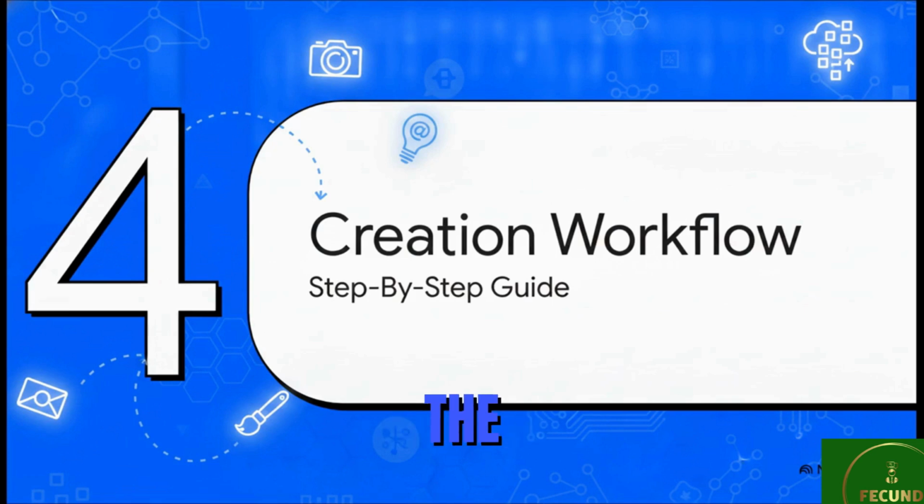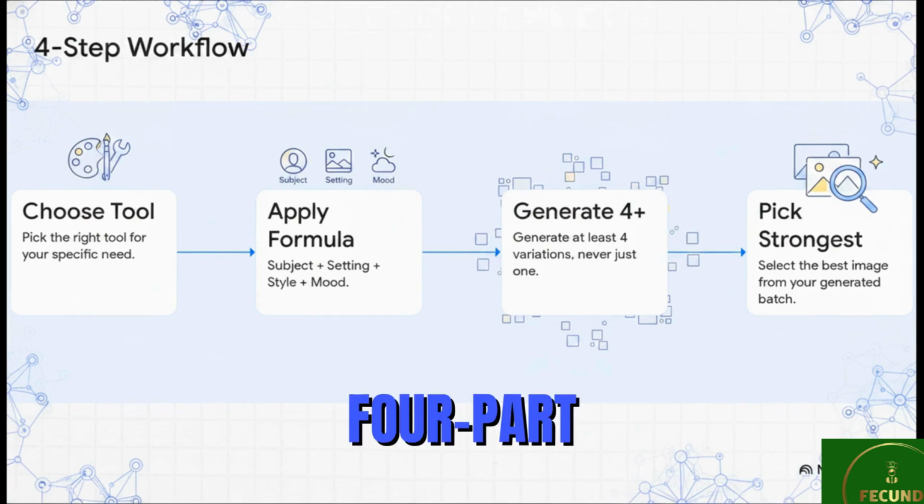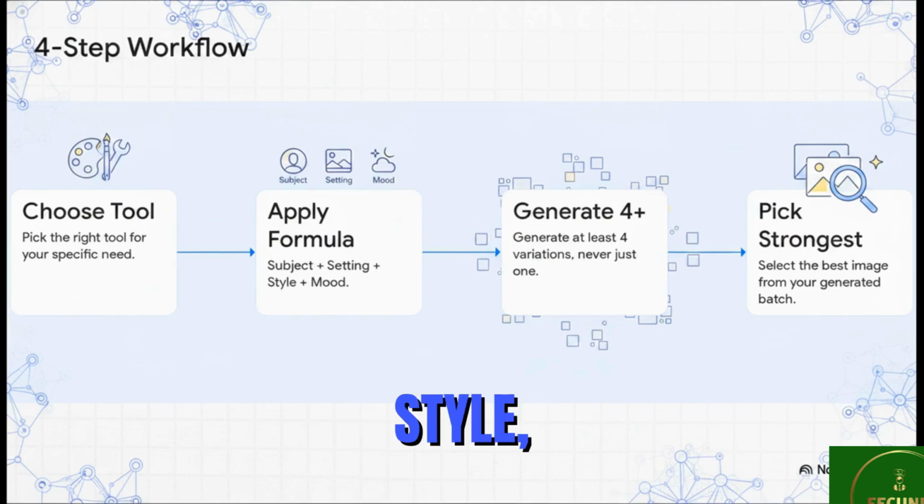Okay, Section 4. The step-by-step creation workflow. This right here is your foolproof 4-step workflow to go from a totally blank screen to a final asset. Step 1. Choose the right tool based on what you need from our toolkit. Step 2. Apply that 4-part formula: subject, setting, style, and mood. Step 3, and this is incredibly vital, generate at least 4 variations. Never just click once, cross your fingers, and pray. And Step 4, pick the strongest image from the batch. It really is that simple.